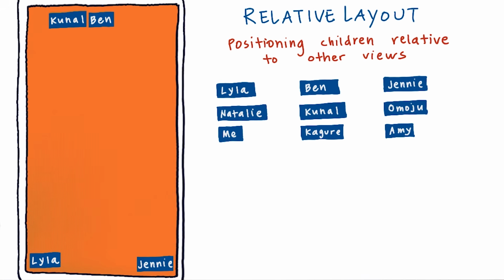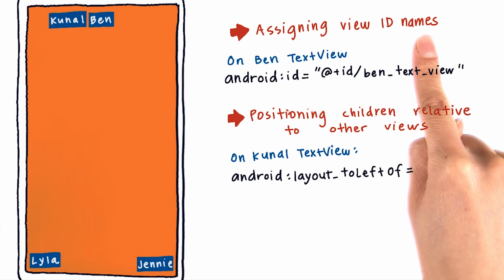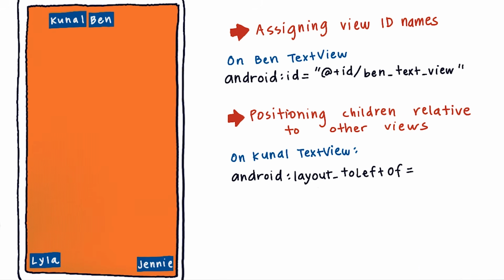All the Android attribute names are general so that it works for any use case that you would want. We want to position Kunal to the left of Ben, but we don't know of any existing attribute names that can do that. Luckily though, relative layout has an attribute that says android:layout_toLeftOf. This means that the Kunal text view should be to the left of some view. And the way we specify some view is to use view IDs. We can assign view ID names to any view. They don't have to be specifically just for relative layout. They could be located within a relative layout or a linear layout or any other view group.